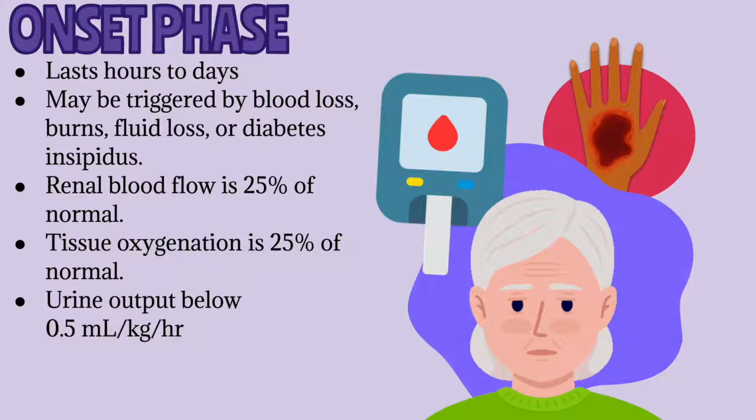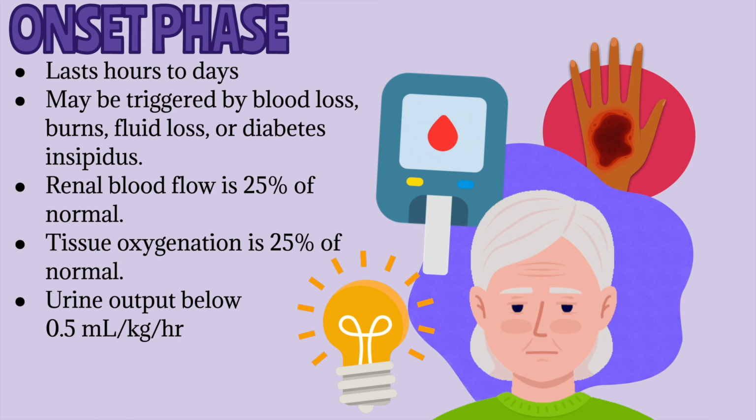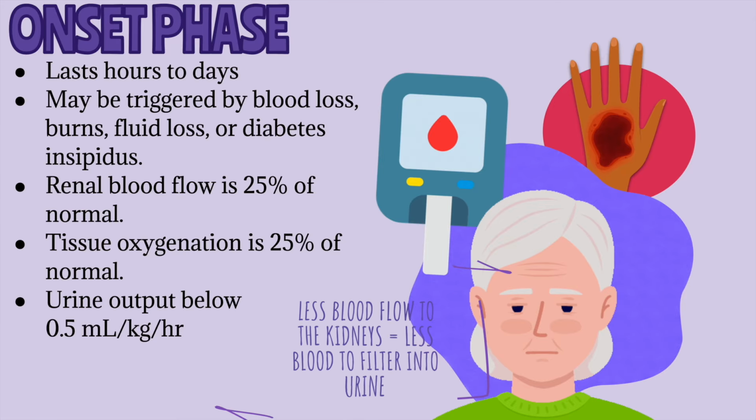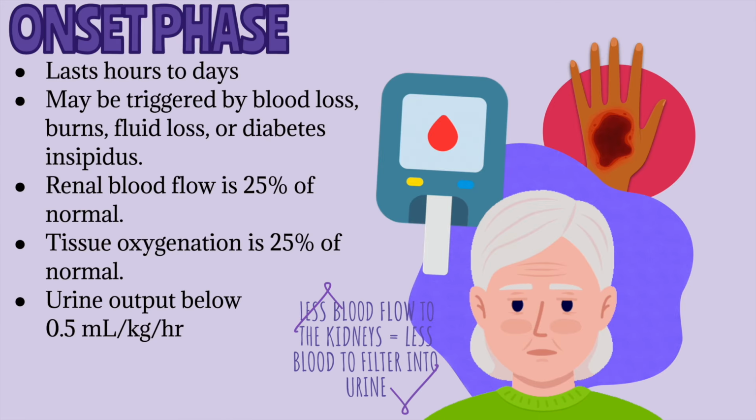During the onset phase, urine output falls below 0.5 milliliters per kilogram per hour. I mean, think about it. The kidneys are responsible for filtering blood and turning it into urine. But if blood isn't adequately flowing to the kidneys, they won't have enough blood to filter into urine. As a result, less urine is made.